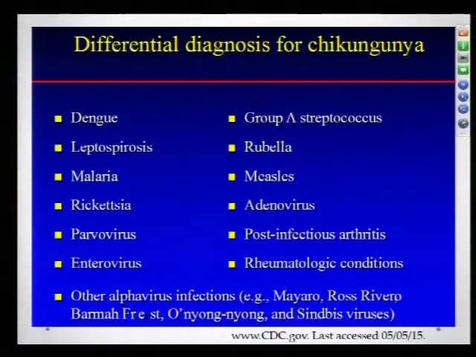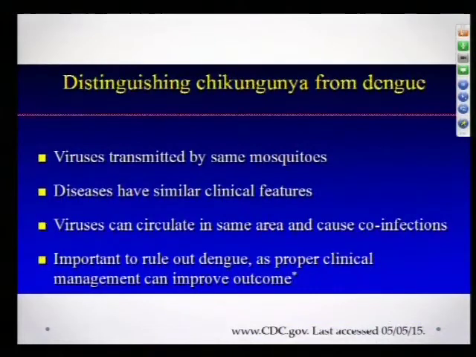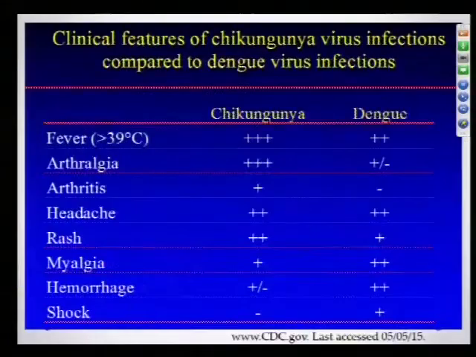All right, so we'll focus on dengue because I think the treatment outcomes, like I said, do matter in that aspect. Chikungunya and dengue, well, they're both transmitted by the same Aedes mosquitoes that I showed you. The diseases have similar clinical features. They can start off with high fevers. You can have the arthralgia, the myalgia. It's very difficult clinically to draw a differentiation. And they usually can cause co-infections because they circulate in the same area.